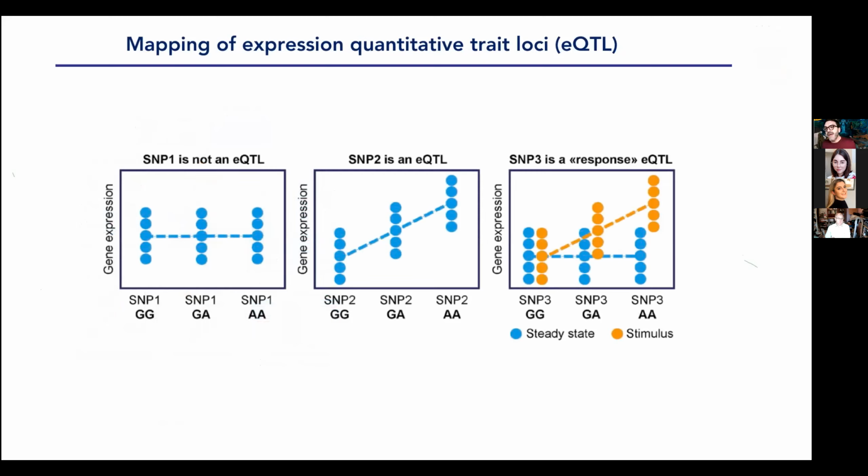And then we map the genetic basis of variation in immune responses through expression quantitative trait loci. What are eQTLs? I guess you know, but just for those that are not familiar: an eQTL is a mutation that is associated with changes in gene expression. This mutation is not associated with any change in gene expression, as you can see. So this is not an eQTL.